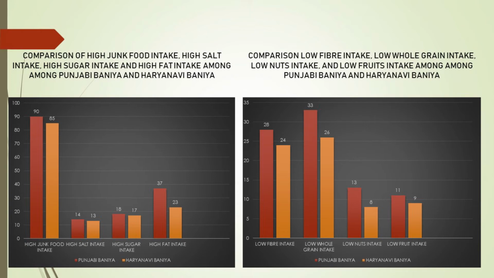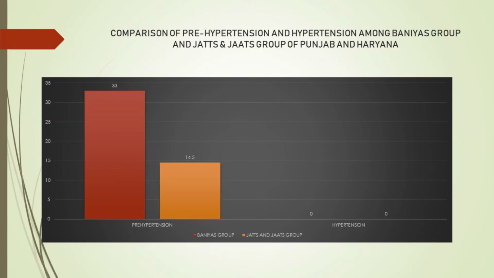Now, if we compare the same thing between the Punjabi Baniyas and the Haryanvi Baniyas, you can clearly see across the board that the Punjabi Baniyas are specifically higher in high junk food intake in the entire food category. Now the pre-hypertension.